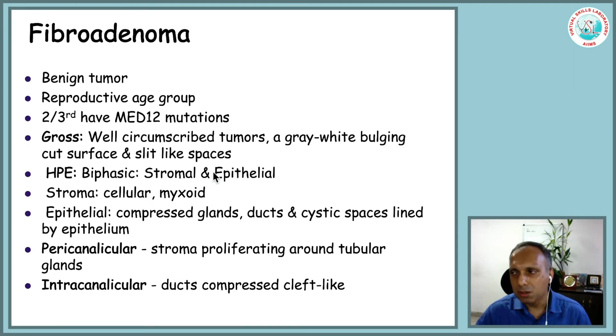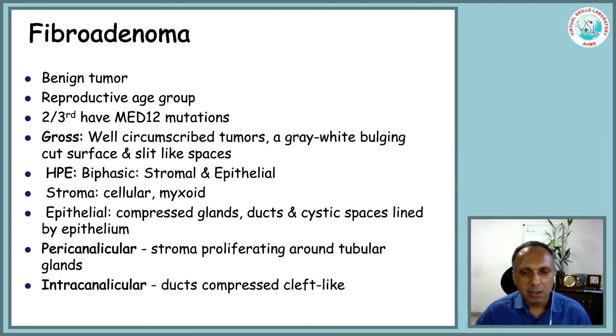Now coming to the two common stromal tumors of the breast, one is the fibroadenoma, which is also known as breast mouse. Why is it known as breast mouse? Because clinically it presents as a palpable nodular mass which is freely mobile in the breast. So when you palpate, it freely moves or slips under your hand. Therefore, it is known as a breast mouse. It is the most common benign tumor of the breast, typically occurring in the reproductive age groups. Nearly two-thirds of them have MED12 mutations.